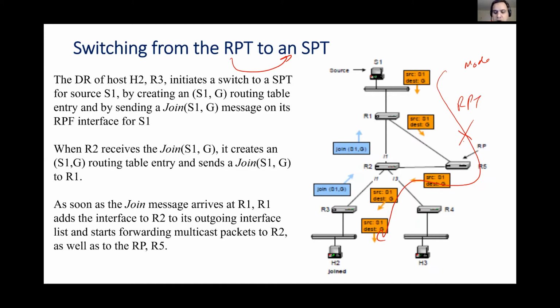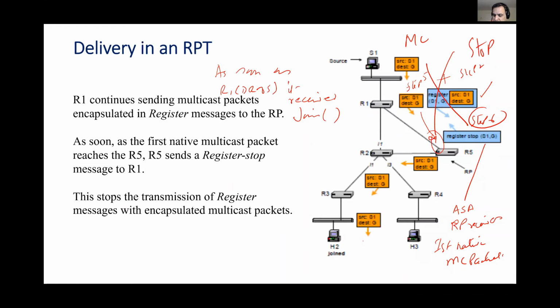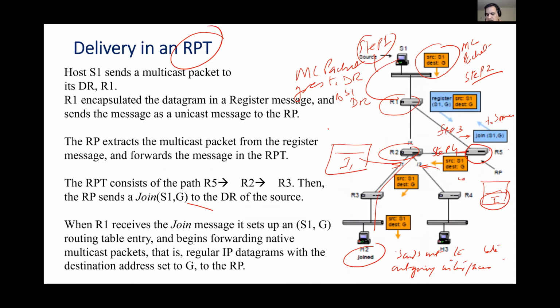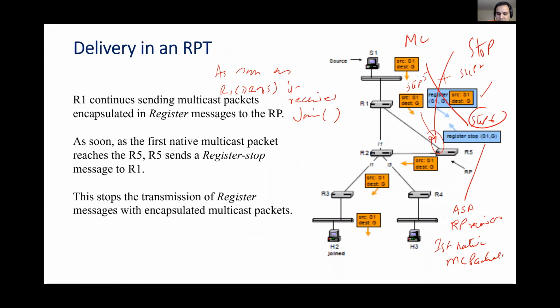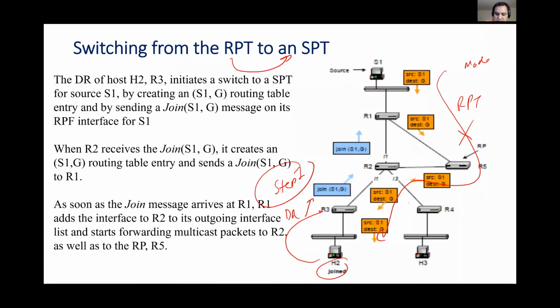As step one of this shift, H2 would send a request to its designated router, and the designated router will start a join message. If you look at this join message, in the previous case it was going from the rendezvous point to the source, right? But now this join message is going from the designated router of this host H2 to the source.